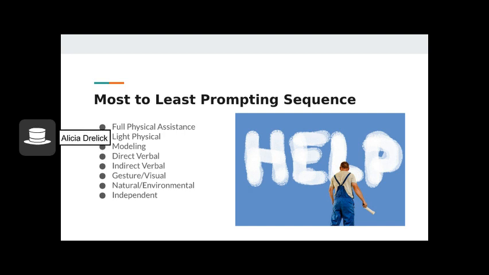Here is an example of the most to least prompting sequence. It begins with full physical assistance and slowly fades down until a student is fully independent. The least to most approach is simply the reverse of this. In the next few slides, we'll go over what each of these levels means and what they look like in the classroom.